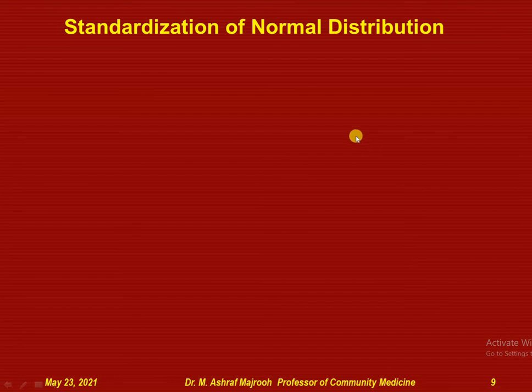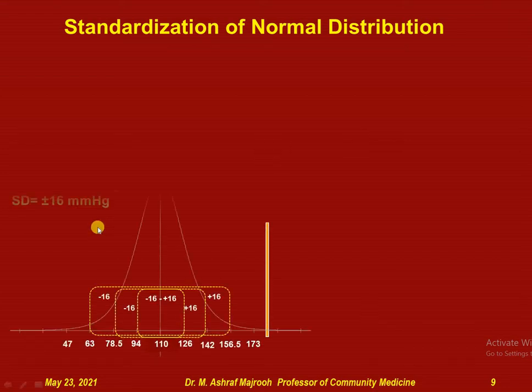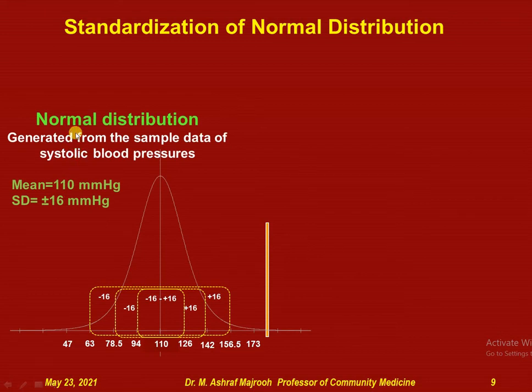Then how do we standardize the normal distribution? If we observe the pattern of the data in a normal distribution, then we can standardize the distribution. Here is the normal distribution generated from the sample data of systolic blood pressures. The mean is 110 and the standard deviation is plus minus 16. If we look at this normal distribution, it is symmetrically distributed on both sides, and as we have the standard deviation, in plus minus standard deviation the probability points are fixed.